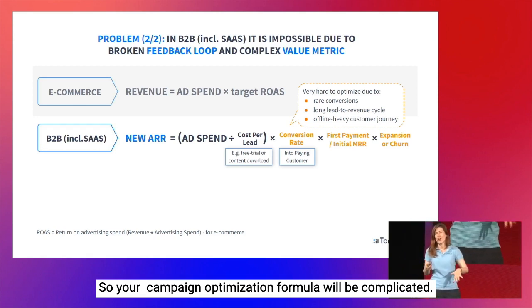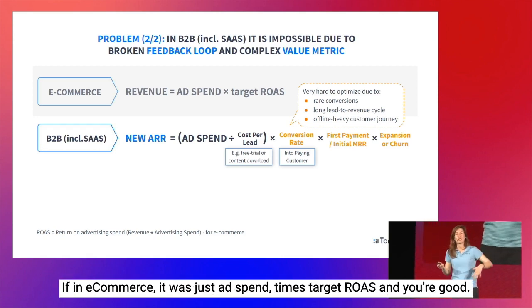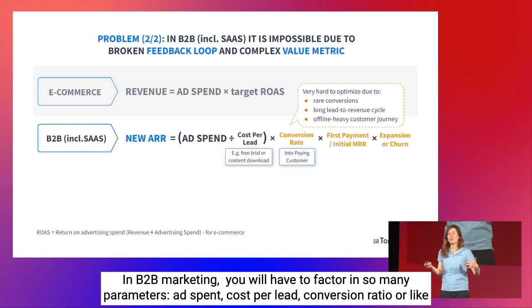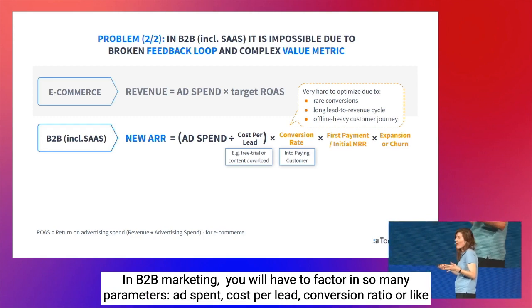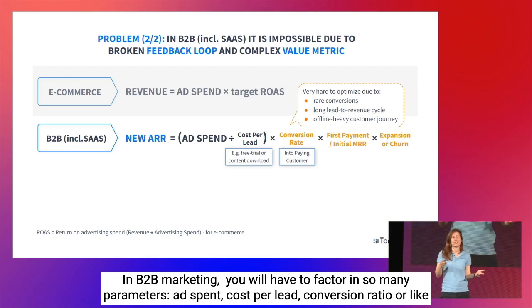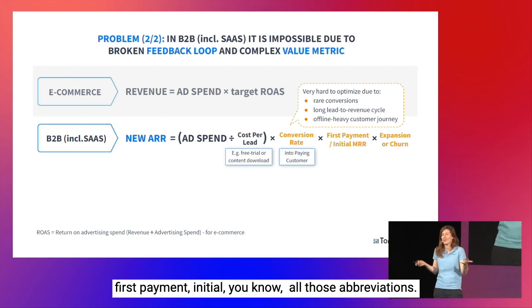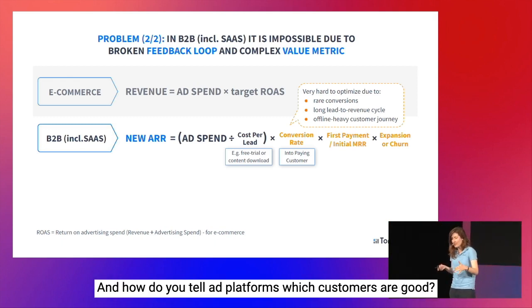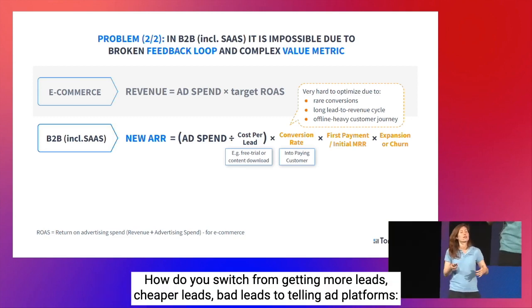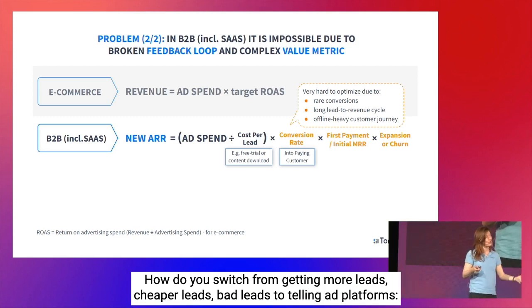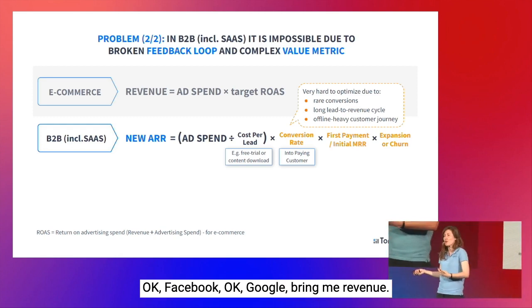So your campaign optimization formula will be complicated. If in e-commerce it was just ad spend times target ROAS and you're good, in B2B marketing you will have to factor in so many parameters: ad spend, cost per lead, conversion ratio, first payment, initial MRR. You know all those abbreviations. And how do you tell ad platforms which customers are good? How do you switch from getting more leads, cheaper leads, better leads, to telling ad platforms, okay, Facebook, okay, Google, bring me revenue?